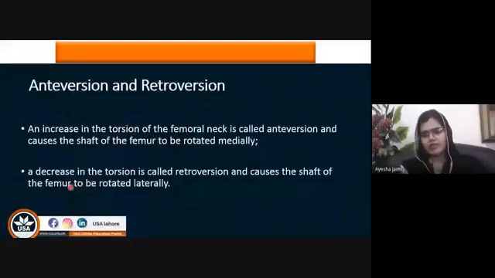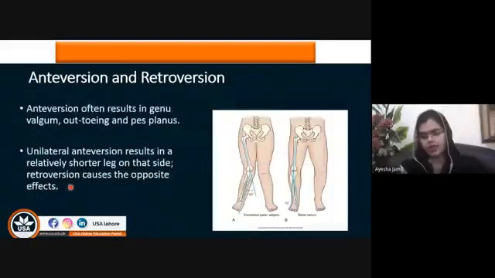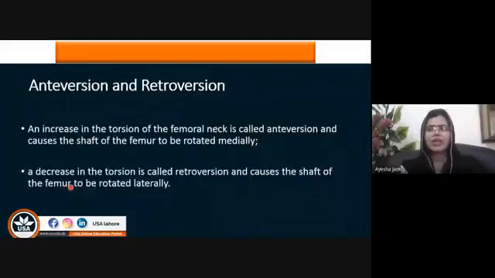Now comes another congenital problem. It may be acquired, but mainly it is seen as a congenital problem, which is the angle of anteversion or angle of retroversion. We have discussed previously that there is an angle between the head and neck of the femur and the condyles of the femur when seen on the superior aspect.